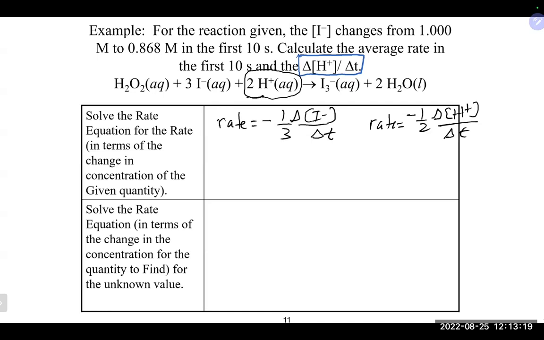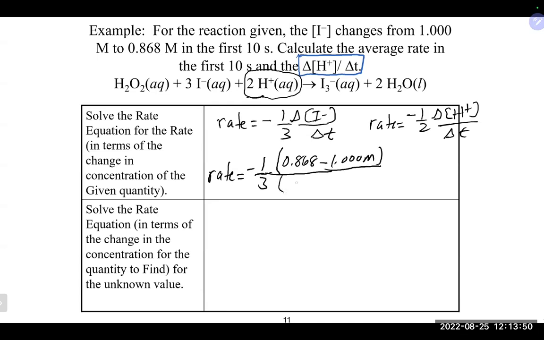So that's where we want to start. We could just basically fill in the numbers here. So the rate is equal to minus 1 over 3. Now the change in the concentration of I, again, is final minus initial, and this is important for the sign that you end up with. So you should be taking 0.868 minus 1 molar here. Again, that is final minus initial.